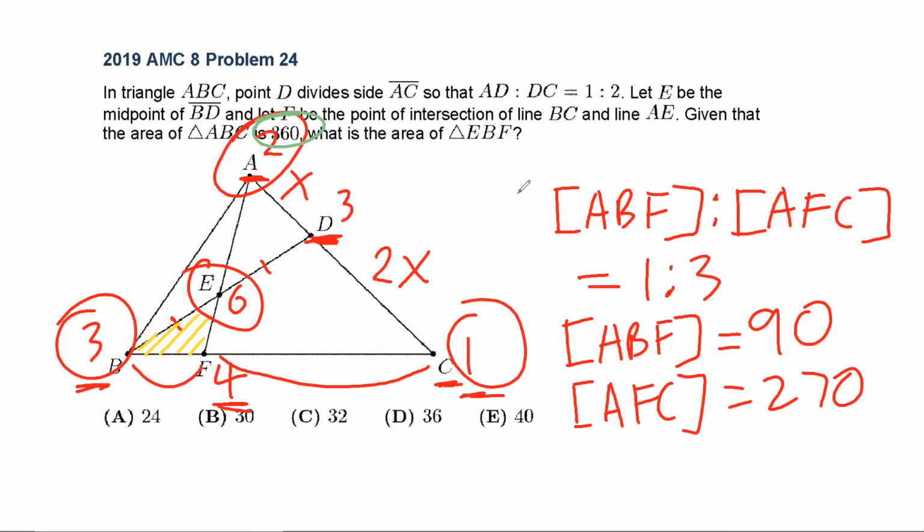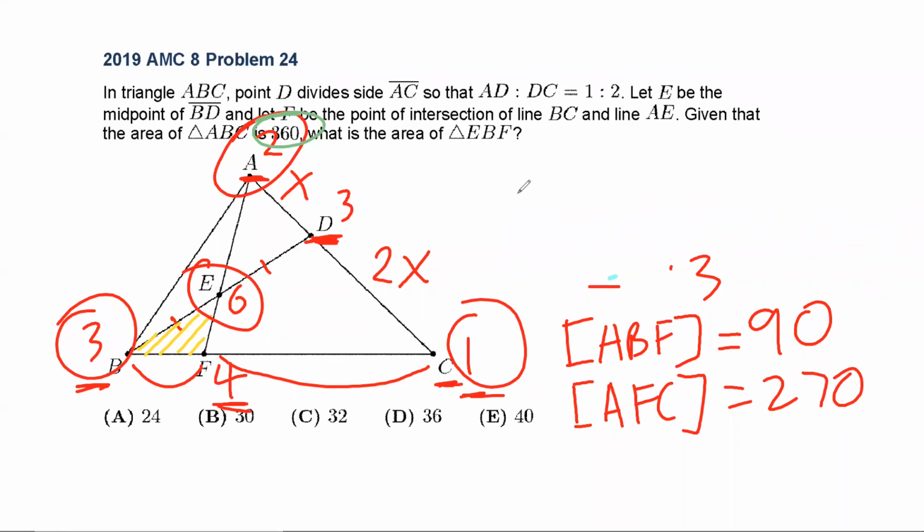So we have our number 90, and now let's try to find the ratio of FE to EA. Because A has a weight of 2 and F has a weight of 4, that means the length of FE to EA is 2 to 4, which is 1 to 2.